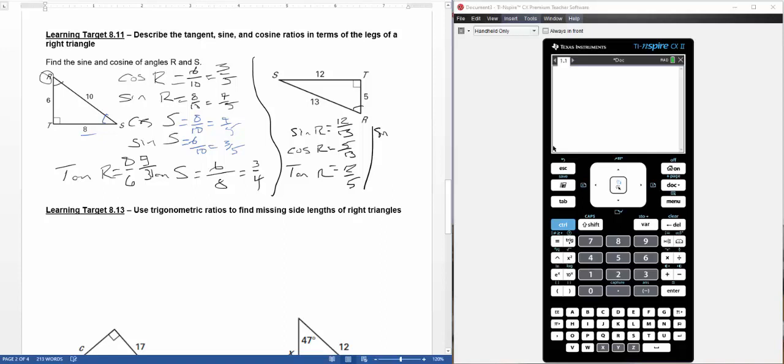Similarly, the sine of S, the cosine of S, and the tangent of S. From S's perspective now, the opposite leg is 5, and the hypotenuse is 13. From S's perspective, the adjacent leg is 12, and the hypotenuse is 13. And from S's perspective, the opposite leg is 5, and the adjacent leg is 12.